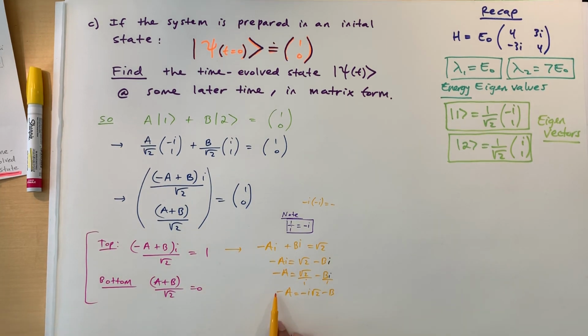Okay, so now let's distribute this negative to the other side, and we're going to get A is equal to i square root of 2 plus B. Okay, that's where the plus comes from. All right, we distribute that negative. So we have this. All right, A is equal to that. And we can solve for this bottom one here and get, if I put this on the other side, it's 0, and then negative B, so that's A is equal to negative B.